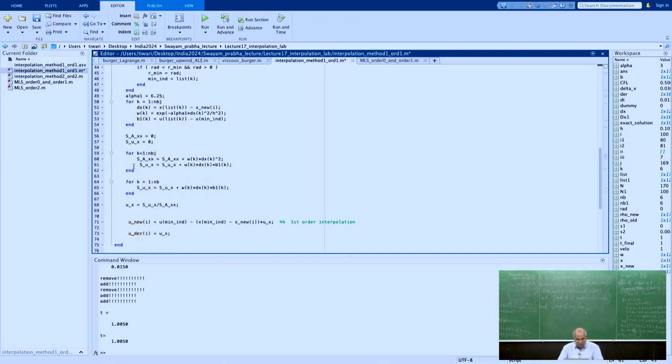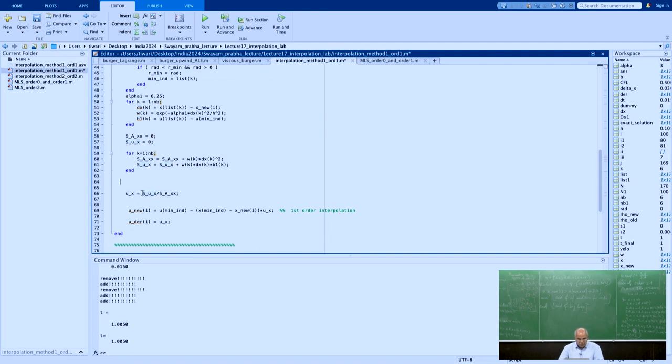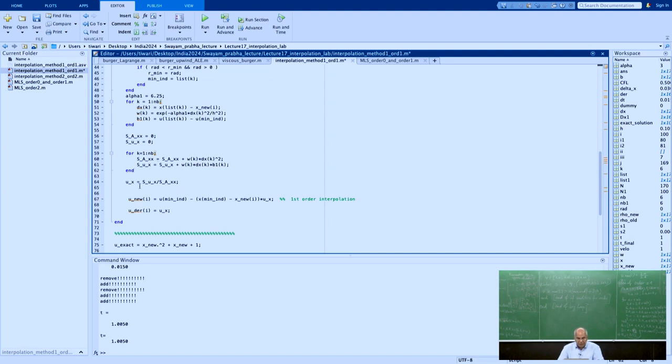No need to write a double loop, so that I can remove. Once I know these two summations, then I can compute my ux. And then from the first method, my reconstructed value u_nu(i) is u_mean_int minus (x_mean_int minus x_nu(i)) times ux, which I have given from here.